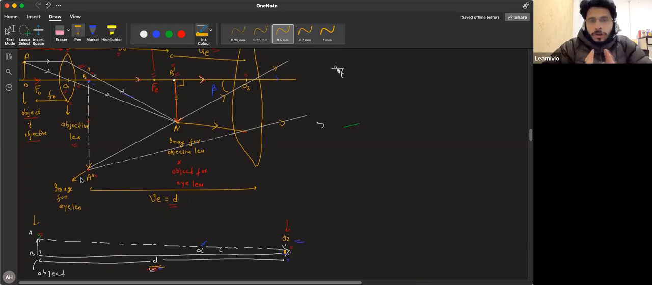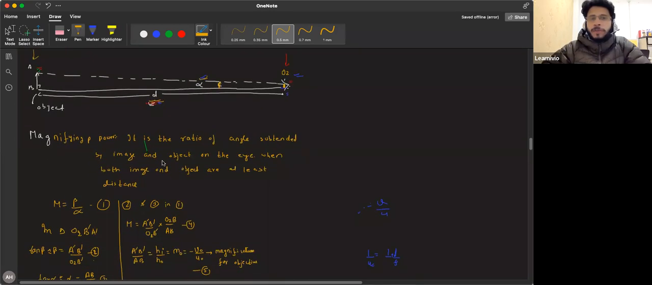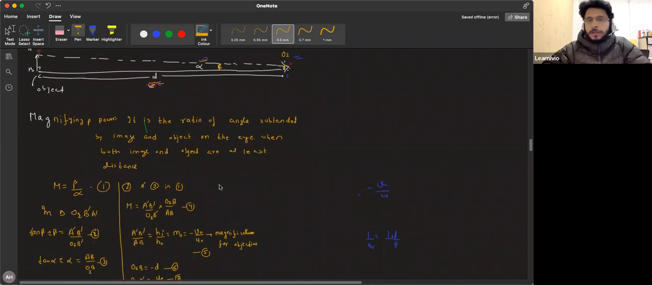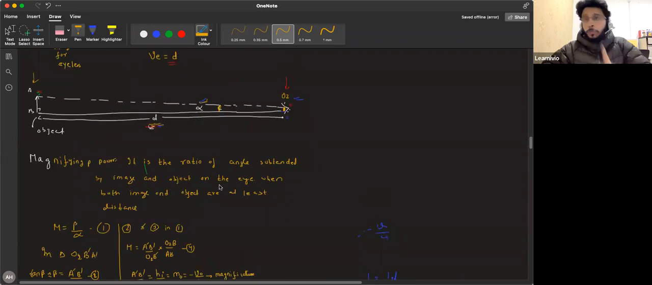Now, what are we supposed to calculate here? We have to calculate the angular magnification, which is the ratio of the angle subtended by the image and the object on the eye. So this is your object AB, subtending some angle alpha on the eye. Then this is your image A double prime, B double prime, subtending some angle beta on the eye. So the ratio of beta and alpha is the magnifying power. But the condition is that both your object and image should be at 25 centimeters.